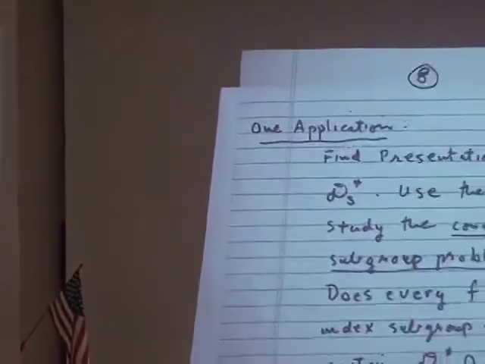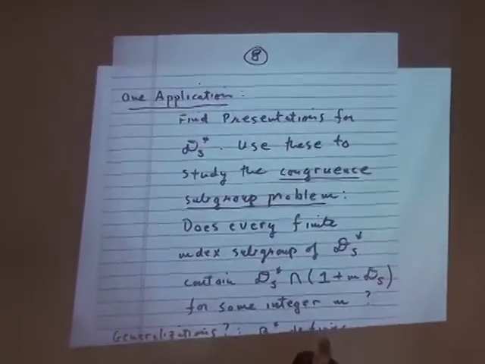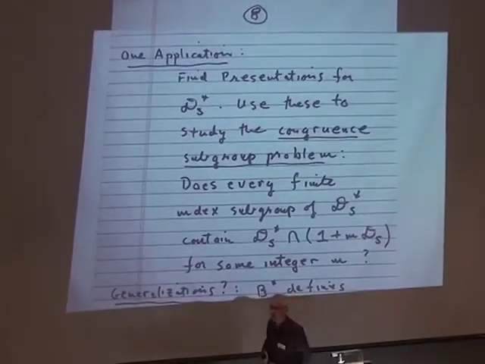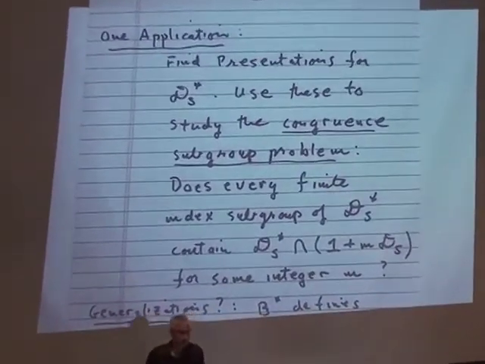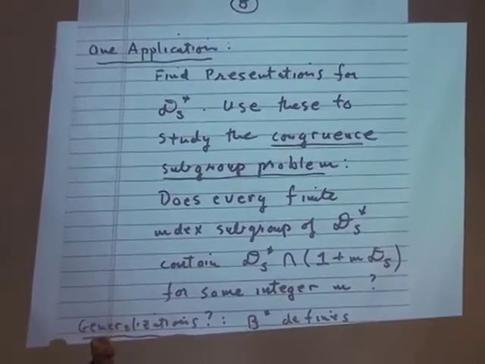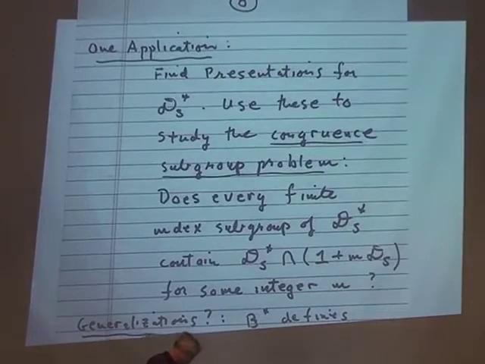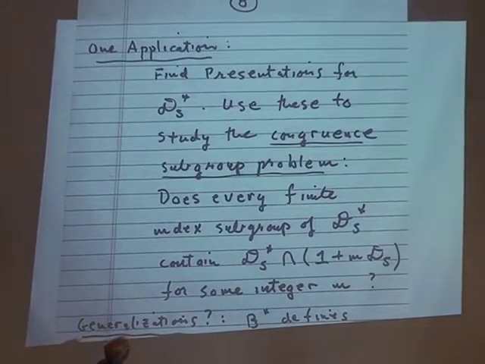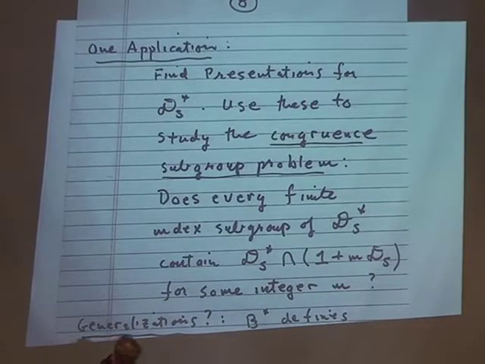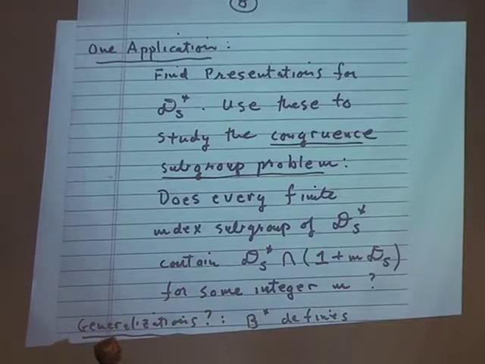Here's an application. The application is to look for presentations of this group of units. So this is an infinite non-commutative group, but it is finitely generated. There's work by Grunwald and collaborators that gave algorithms, but they weren't primitive recursive algorithms. This method is a primitive recursive algorithm for finding generators. And once you find a presentation for these groups, then you can use that presentation to study the congruence subgroup problem. Let me tell you what the congruence subgroup problem is, which is quite open for these groups in general.